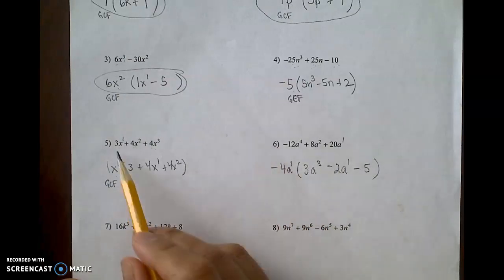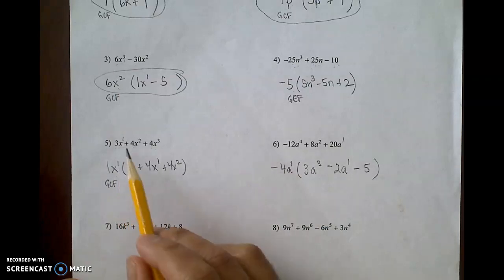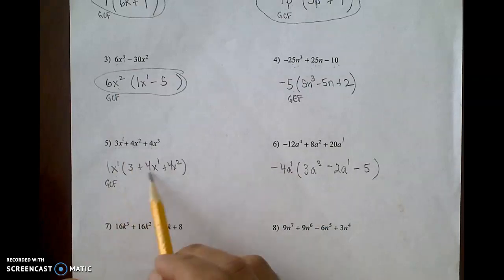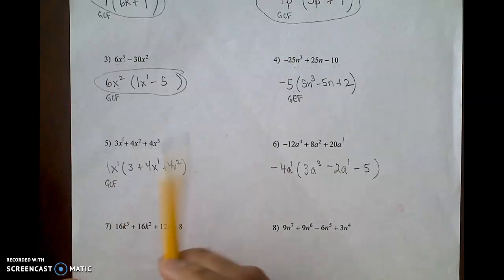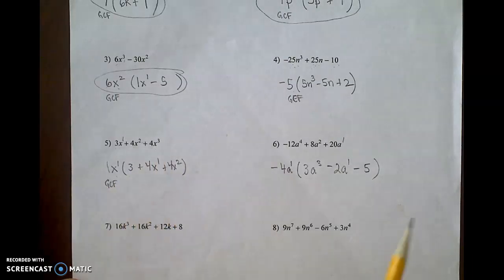Alright, so then we divide. 3x to the first divided by 1x to the first is 3. 4x squared divided by 1x, 4x to the first. 4x cubed divided by 1x, 4x squared.